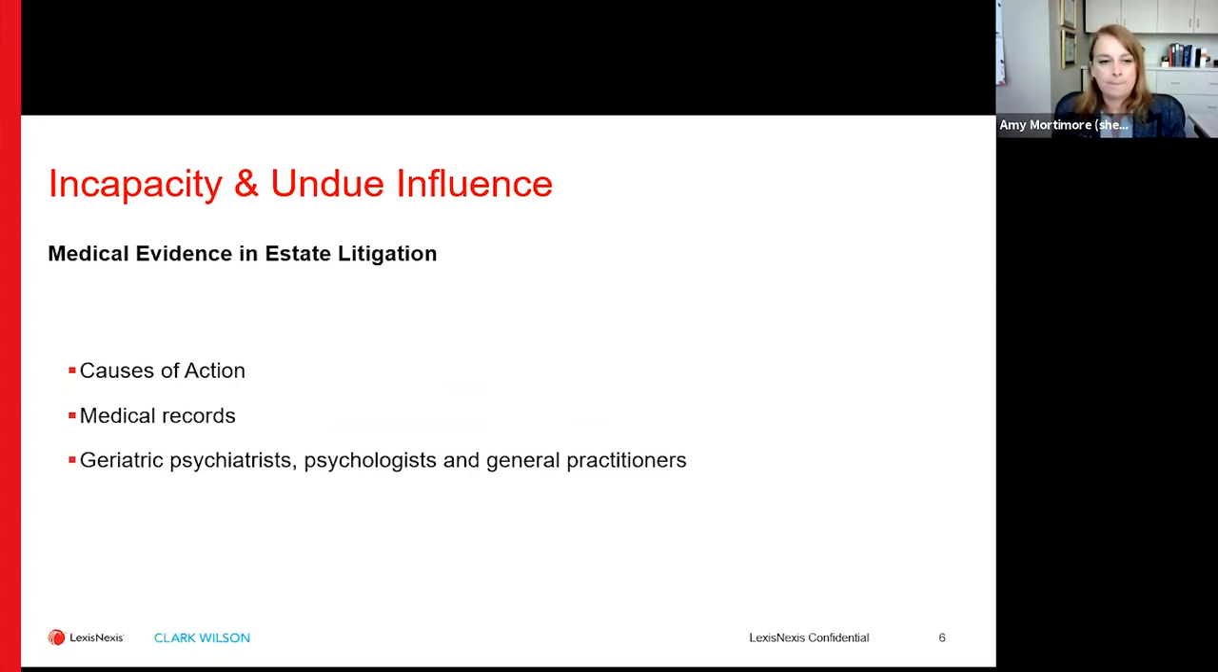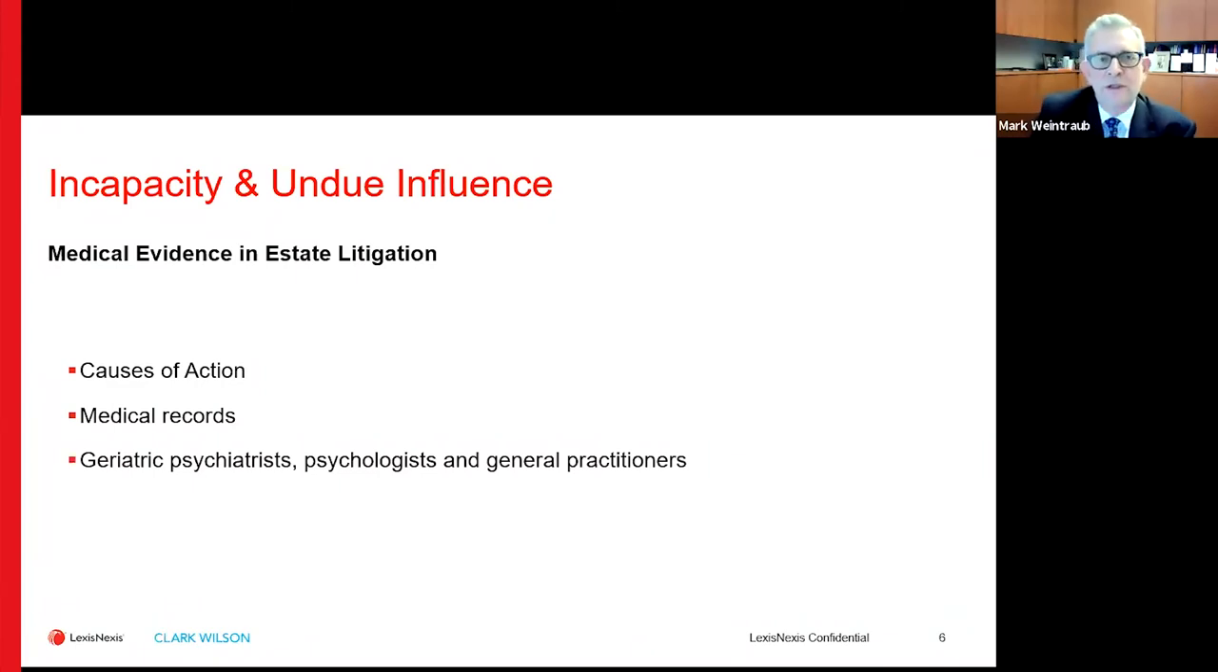Right. Thanks, Amy. So we tend to think that medical records are important only in capacity or undue influence cases, but there may be some fact patterns in other types of cases where the deceased's cognitive functioning or medical condition otherwise might be relevant. And therefore, consideration should really be given in every case as to whether records should be obtained.